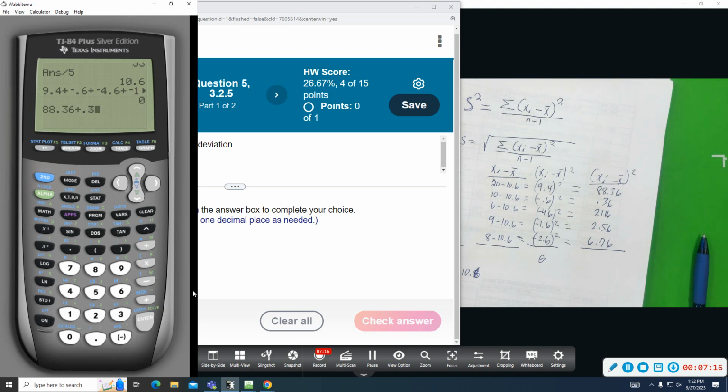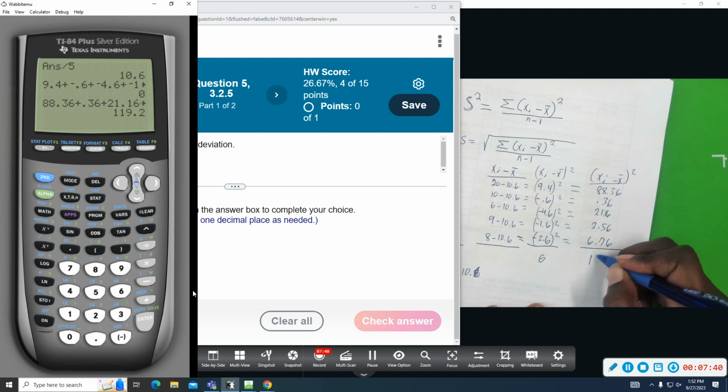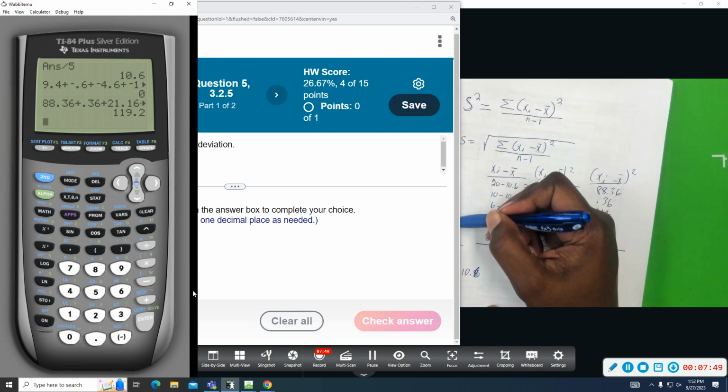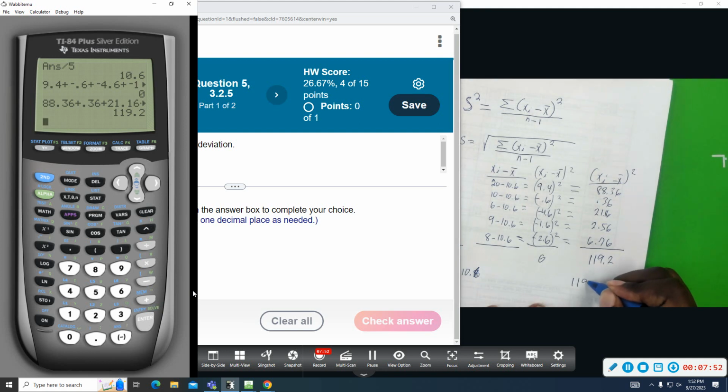88.36 plus 0.36 plus 21.16 plus 2.56 plus 6.76. We get 119.2. And then the last thing we do with this value is divide by n minus 1. So we have 1, 2, 3, 4, 5 values. So I'm going to take this number divided by 4. And that's going to give me my variance.